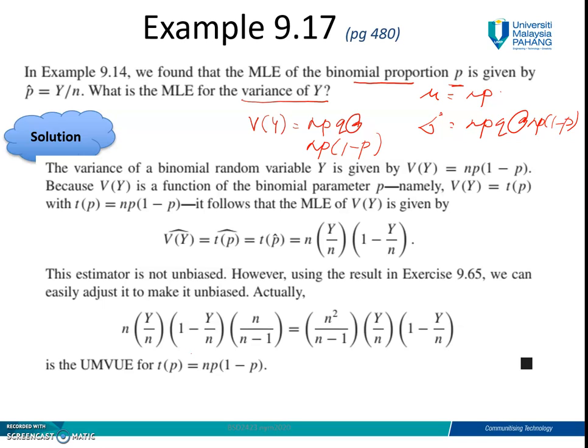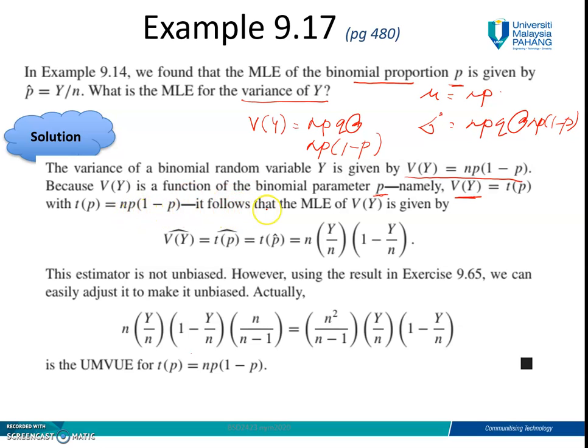What is the mean and what is the variance of the common distributions that you have learned in this subject? The variance of a binomial random variable is given by this one, as mentioned before. Now, this variance of Y is a function of the binomial parameter p. So therefore, we can write variance of Y equal to t(p), another function that we name, but here we have variance and in here we have parameter p. So t(p) equals np(1 minus p).